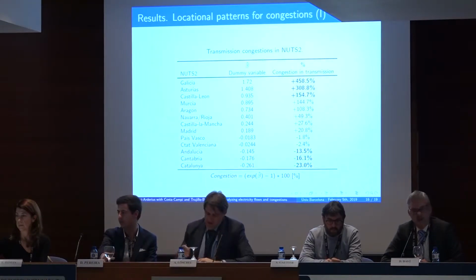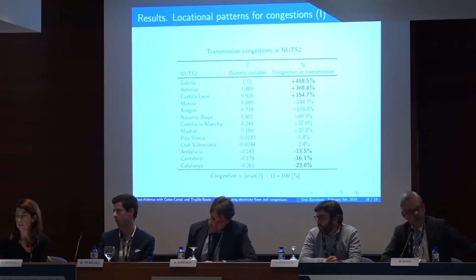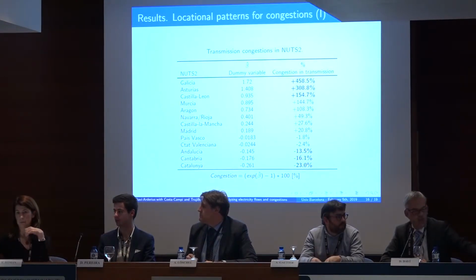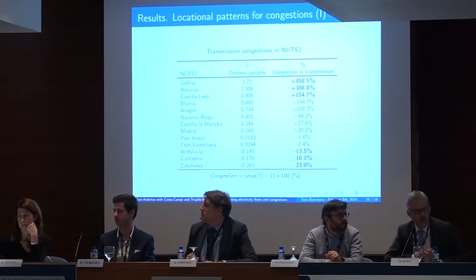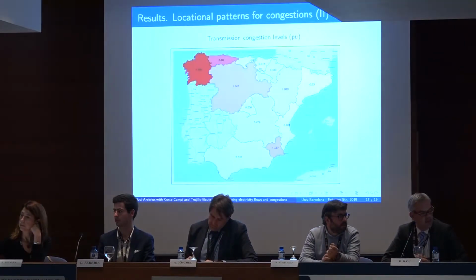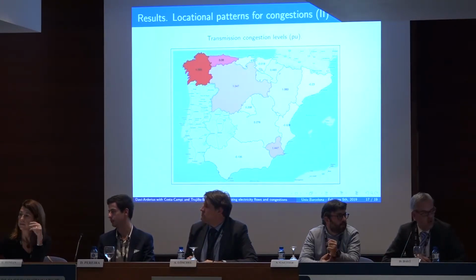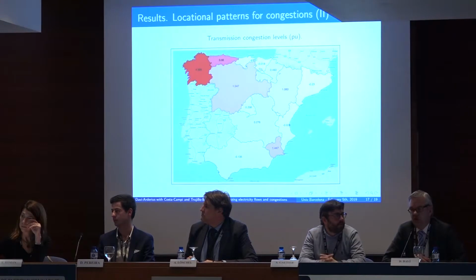So if we use the same model, but instead we include a dummy variable for each NUTS2 area in Spain, these are autonomous communities, we are able to know which are the congestions in each area, on the grids that are in each area, over the average. And we see, let's look at a map, because in a map you can see that better, that in Spain, this is how congestions are in the transmission.